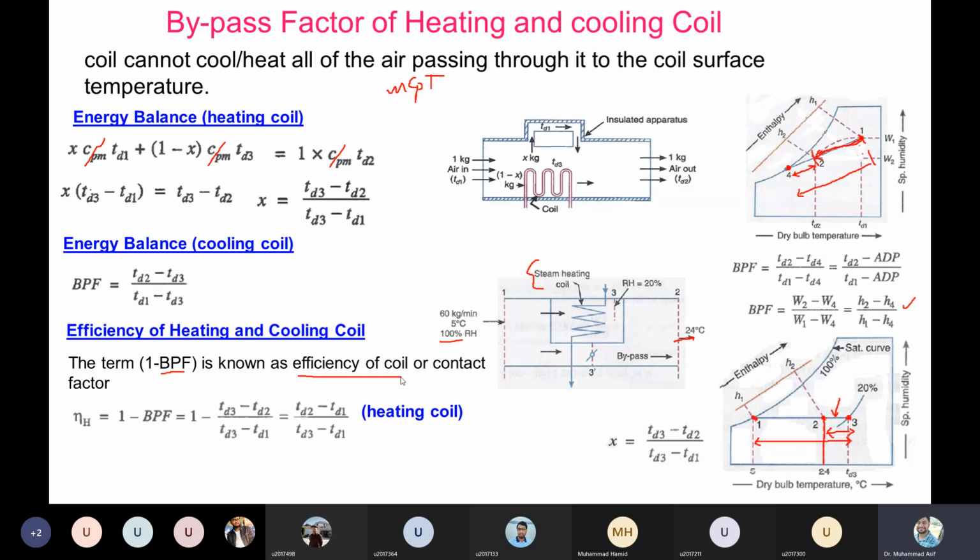So in the above case, the efficiency of the heating coil is equal to 1 minus the bypass factor of the heating coil. And the bypass factor of the heating coil, as we have calculated, is this one, so 1 minus this value. If you take the LCM and simplify, you will get this efficiency. Similarly, we can calculate the efficiency of the cooling coil, which is equal to 1 minus the bypass factor of the cooling coil, this one, right? Again, if you take the LCM and simplify, you will get the efficiency of the cooling coil.